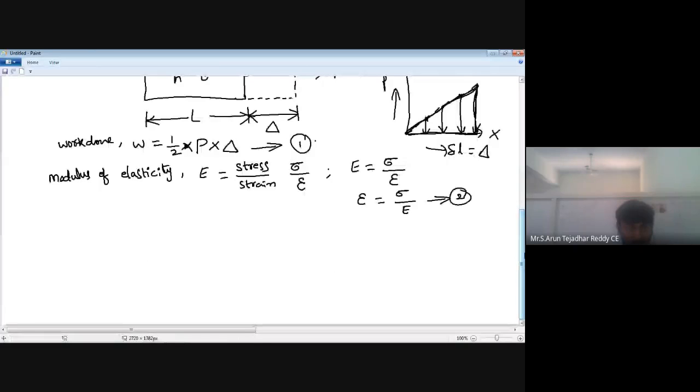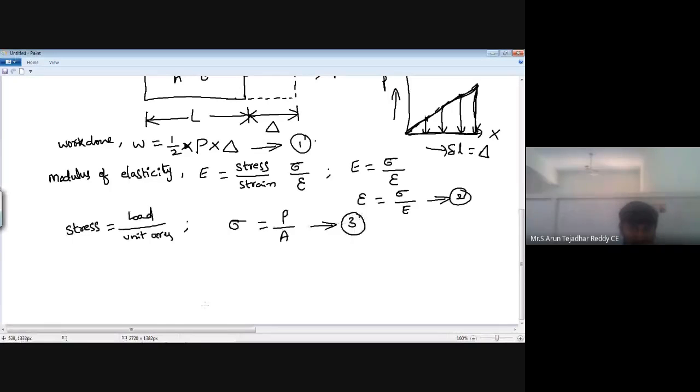And what is the formula for stress here? That is load per unit area. Stress is indicated as this symbol. Load is P, unit area is A. Then give it equation number 3.